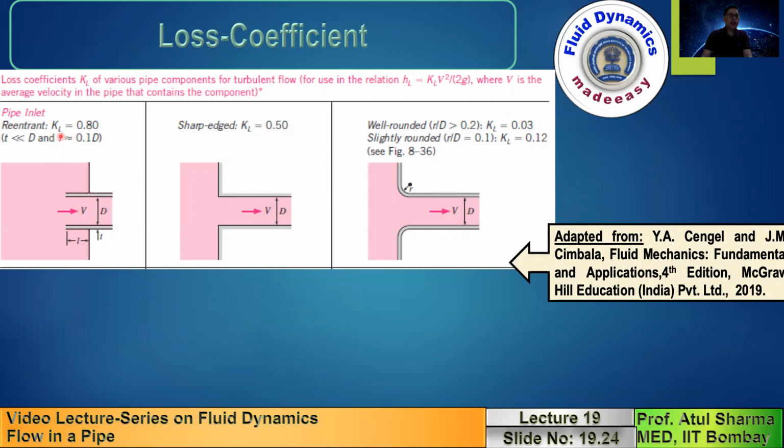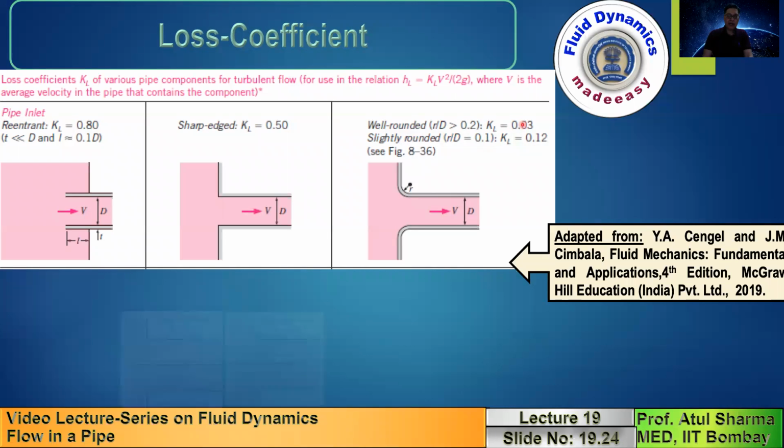So in this case, the head loss is 0.8. And when you have a sharp edge, the head loss coefficient is 0.5. When you are well-rounded, if you have low radius, then your head loss coefficient is more. If your radius increases, the head loss coefficient decreases.